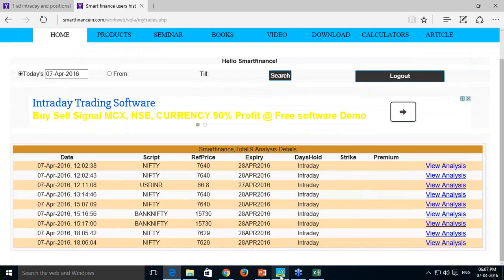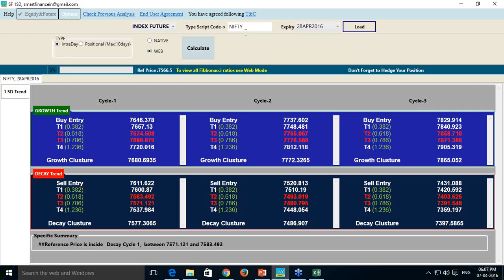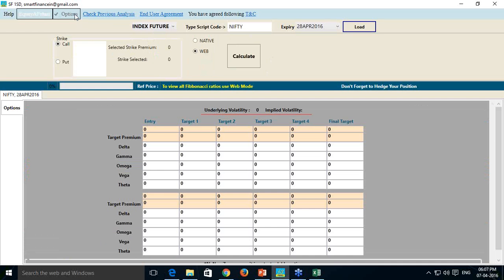These are the features of this particular software, and you have all the segments enabled: equity, index, currency, commodities. You also have an option intraday, so you can do option intraday trades here. These are the benefits of this particular tool.